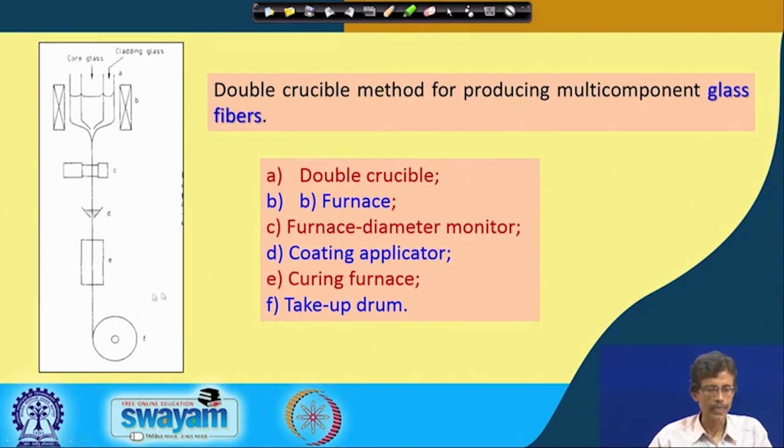You can have it in the form of a bobbin type of thing, where we know that the thread can be wound. This particular take-up drum can also wind that particular type of material, that means the glass fibers, and it can be removed when it is filled.